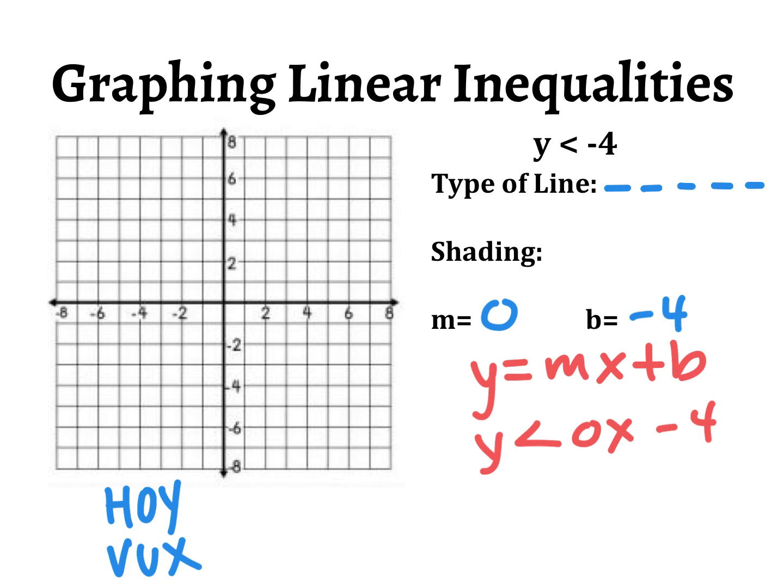And because it's a less than symbol, we're going to be shading below. So let's graph it. The y-intercept is -4. The slope is 0, which means we're going to be dealing with a horizontal line, right? And this line will be dotted at -4.